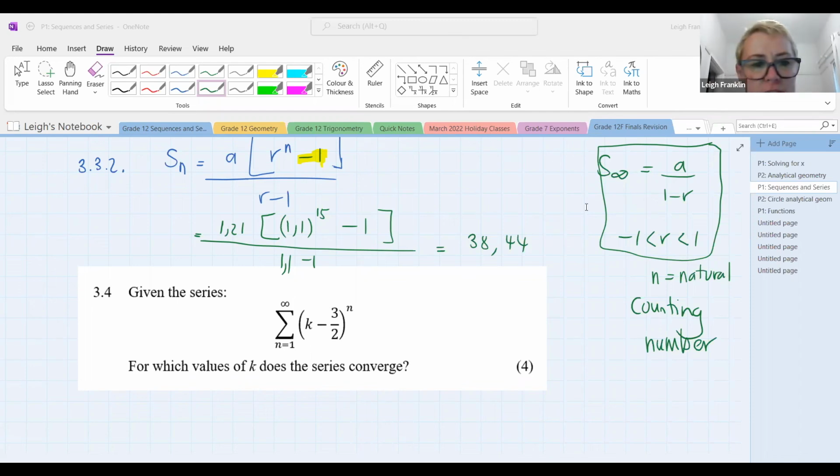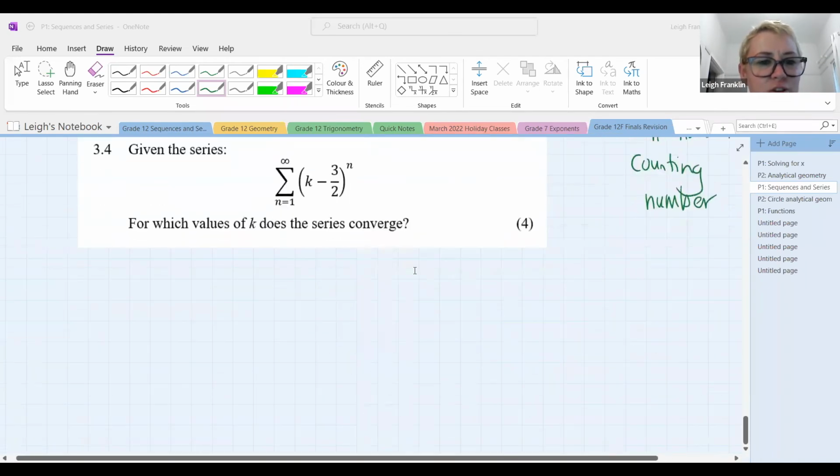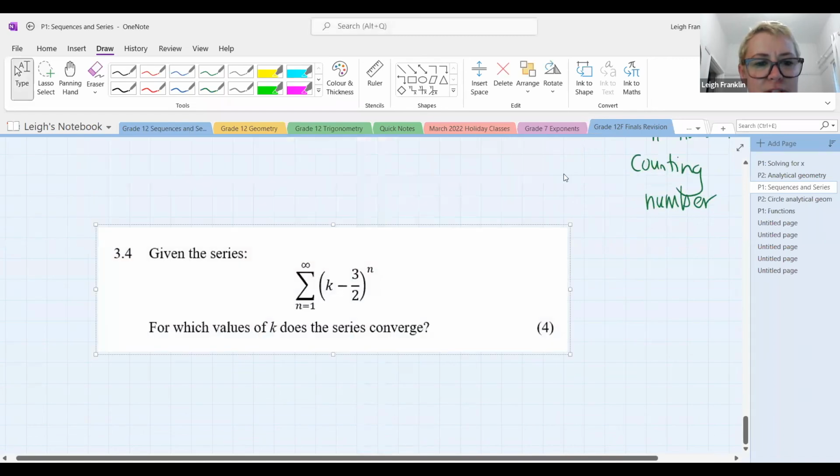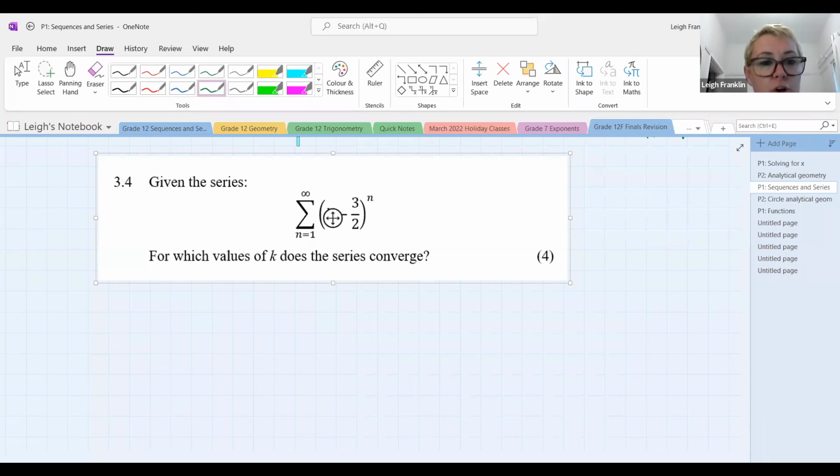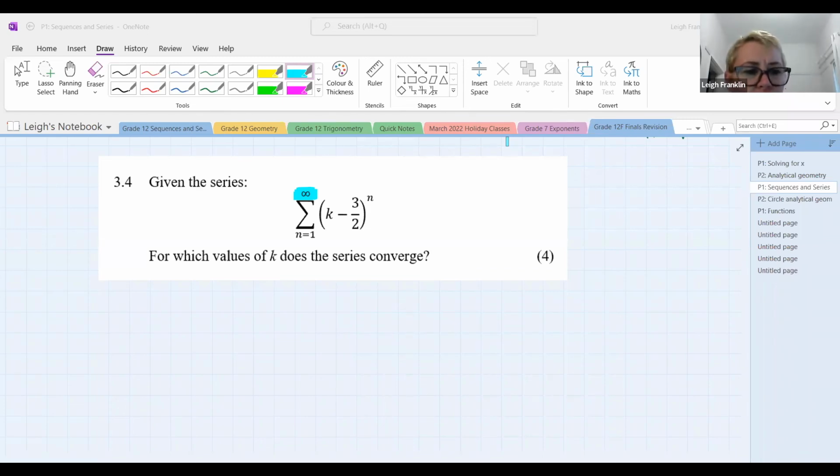All right. So now we've got just a little bit of time left. Let's do this last question. And Nick, this is what we've been talking about here, because they're talking about for what values of K does the series converge. So that relates exactly to sum to infinity. And we can see here this is a sum to infinity question because, okay, they've given it to us with sigma notation, but of course the clue here is your infinity symbol up at the top. So sum to infinity of K minus 3 over 2 to the N from N equals 1 to infinity. For which values of K does the series converge?